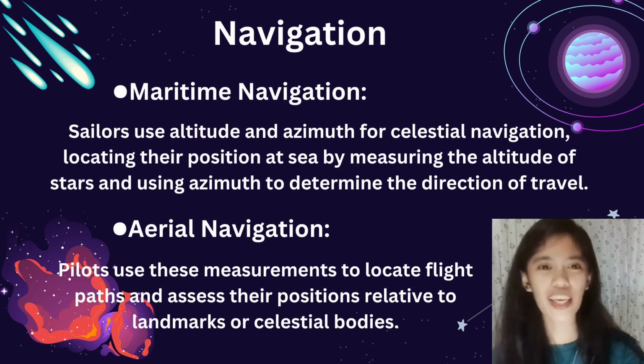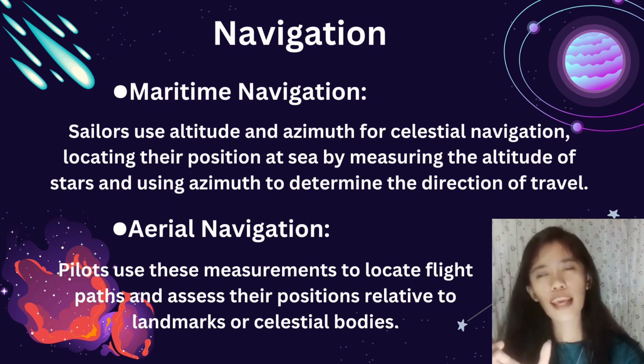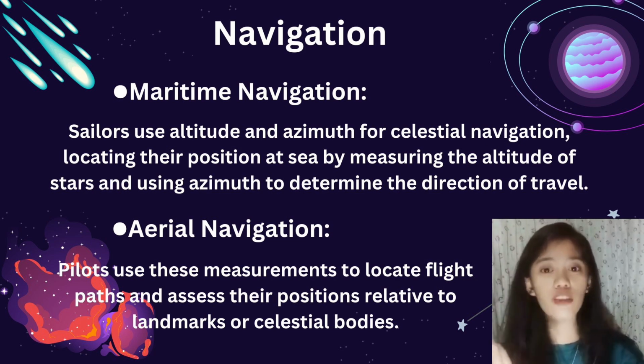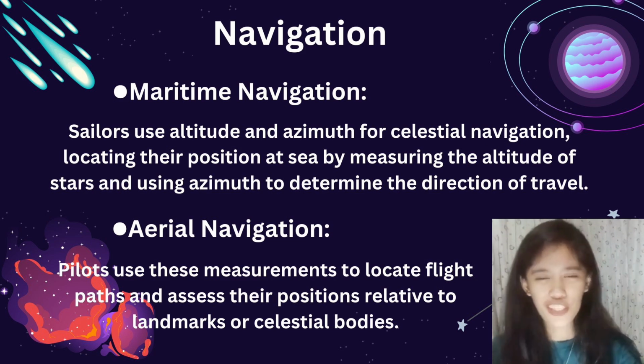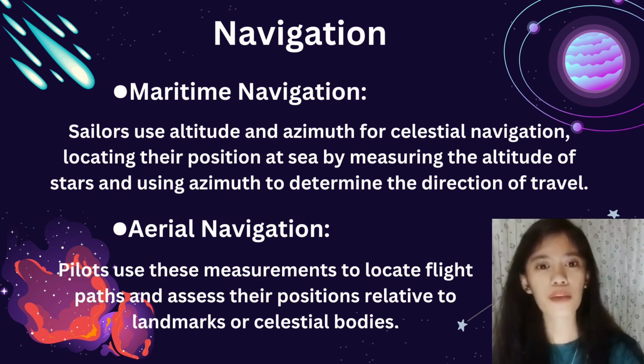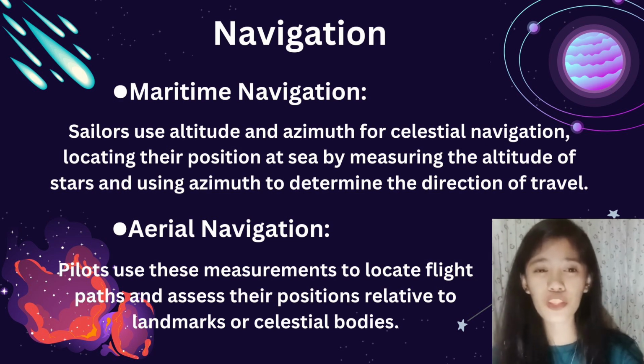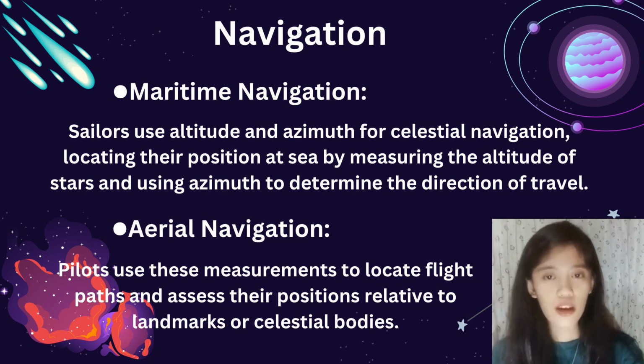Now we have navigation. So, maritime navigation. Sailors use altitude and azimuth for celestial navigation, locating their position at sea by measuring the altitude of stars and using azimuth to determine the direction of travel. Right? The navigation, something like that. So it's very useful. In maritime navigation, particularly in the practice of celestial navigation, these altitude and azimuth measurements assist sailors in determining their position at sea and guiding their course toward a destination.